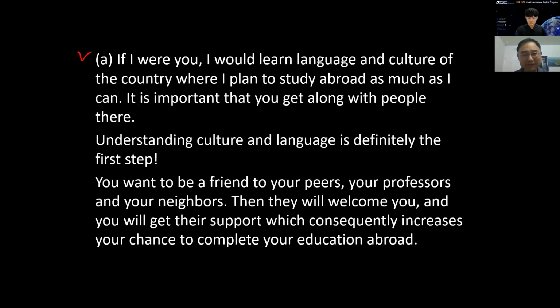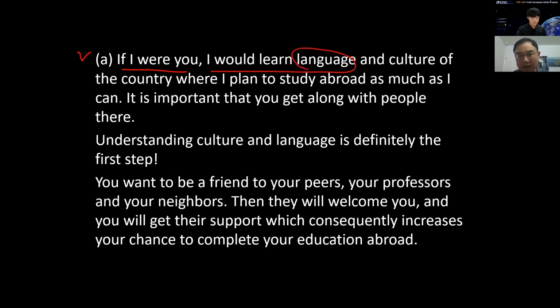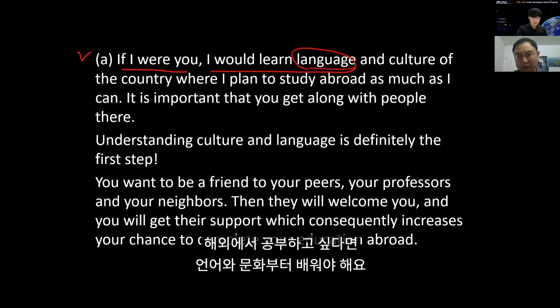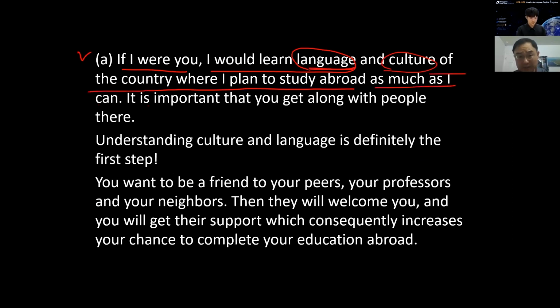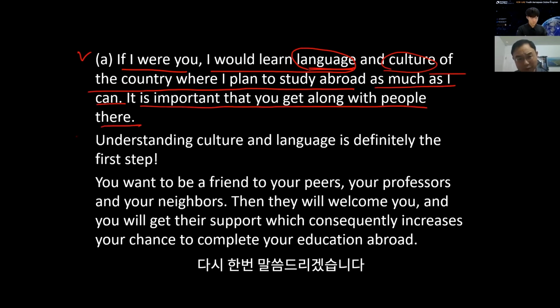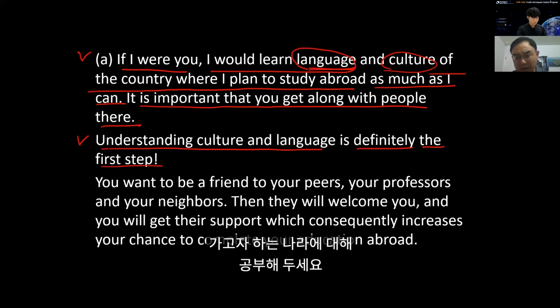Answer for A. If I were you, I would learn the language, regardless of whether you study aerospace engineering or literature or history. If you plan to study abroad, I think the first thing you need to do is learn the language and culture of the country where you plan to study as much as you can. It's important that you get along with people there. So I'm just emphasizing one more time: understanding culture and language is definitely the first step. Anyone planning to study abroad, learn about the country where you plan to go.